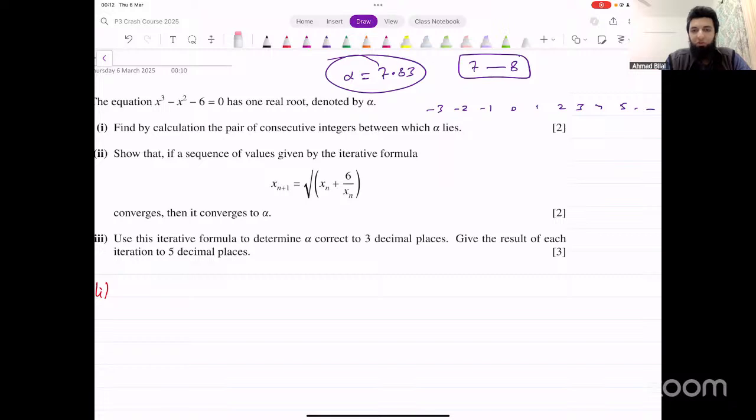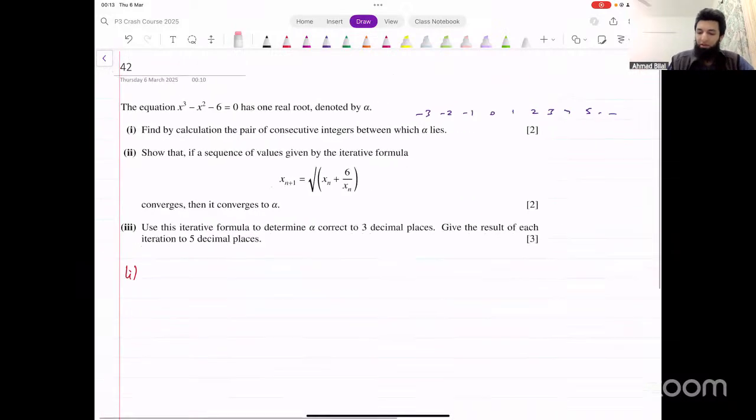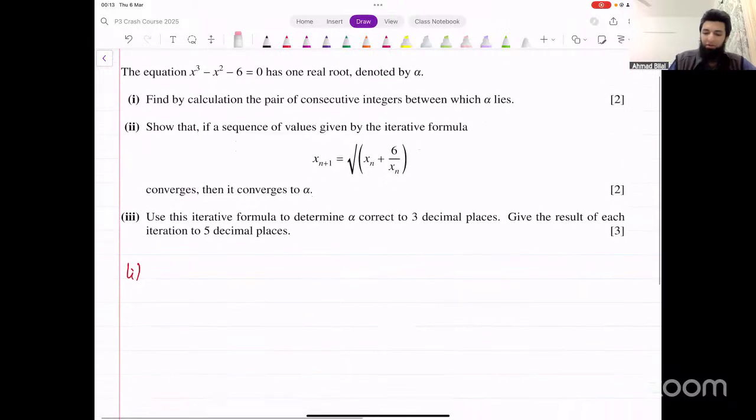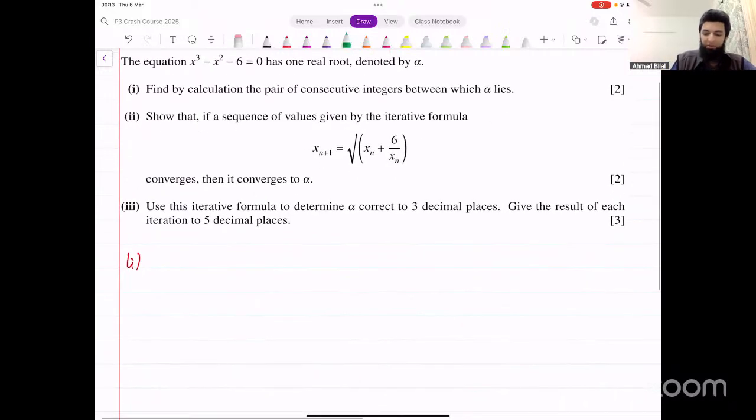Between which two values of x does this value of alpha lie? Does the solution of this equation lie? Now, how do you figure that out? How do you know that a solution exists between two values? Remember that method that we did in the beginning.